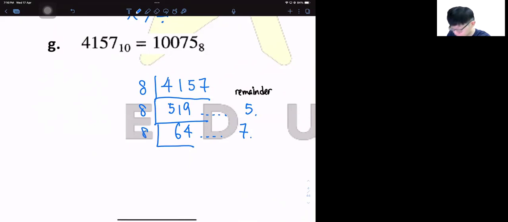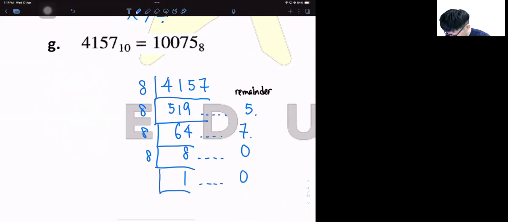You actually continue until the number becomes 0. So 64 divided by 8, 8, no remainder. When no remainder, you gotta write the 0. Can't leave it empty, write 0, so that later you can get to the answer. Next, 8 divided by 8, press the calculator if you have to. You get 1, right? Remainder, none, so you write zero.